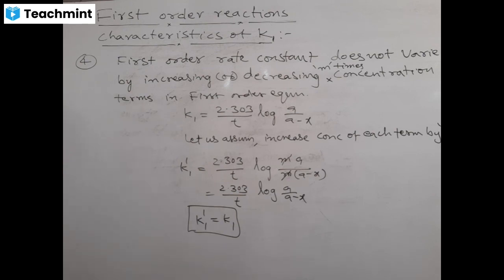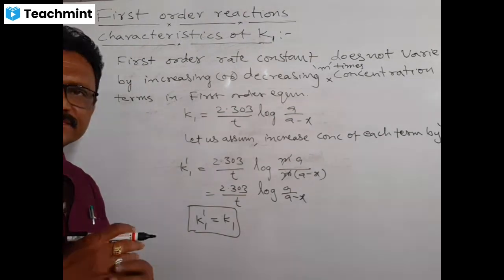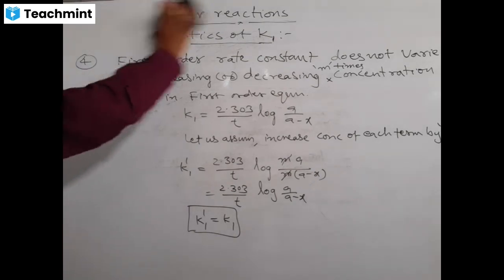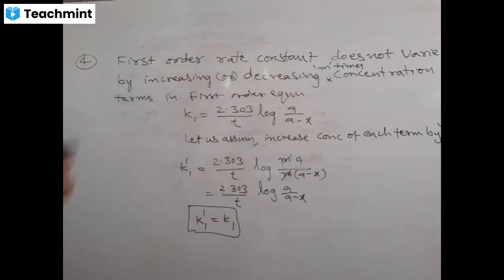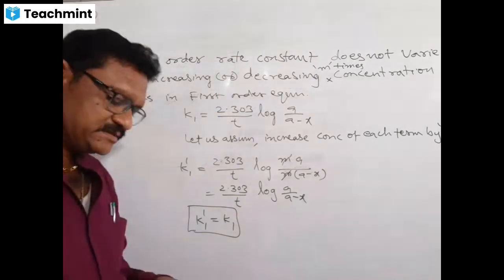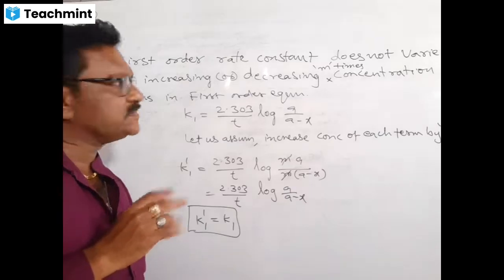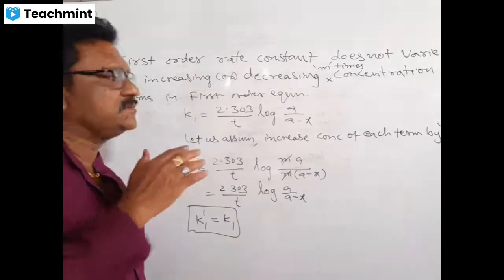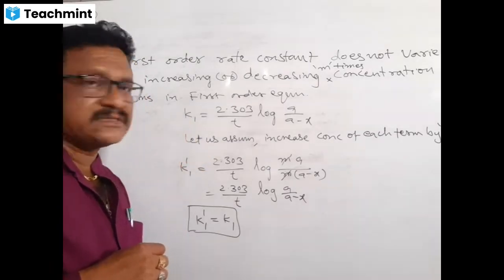Then the fifth characteristic property of K1 we'll discuss. The fifth one. All these are very important. Regarding first order, the characteristic features, characteristic properties of K1 are important because we have 5 types of characters. Do remember, maybe there is a chance to come in entrances like NEET, mains.